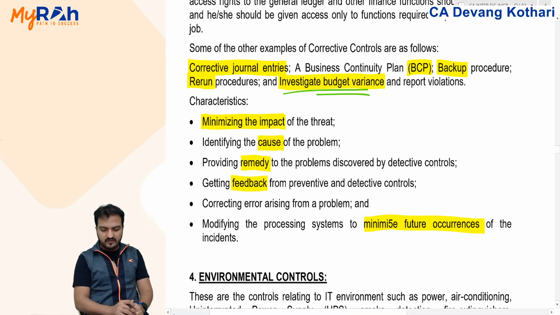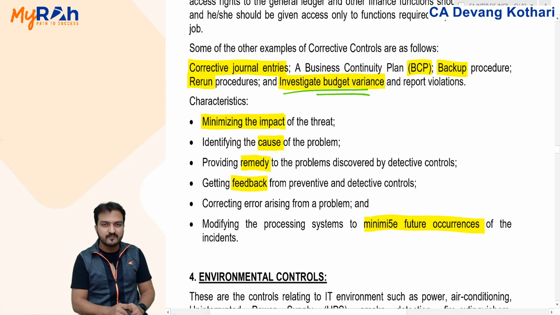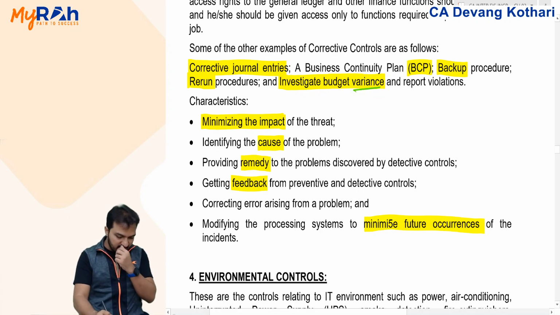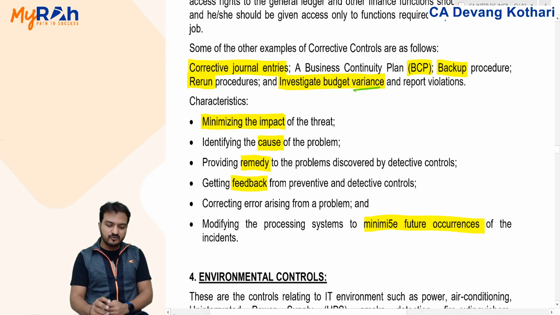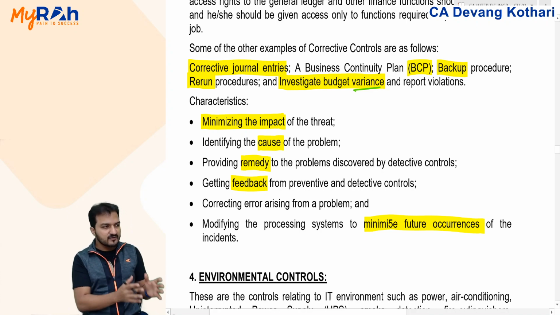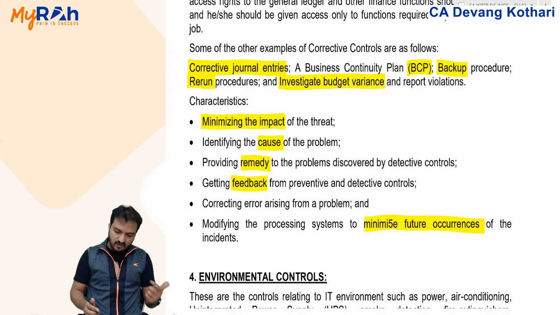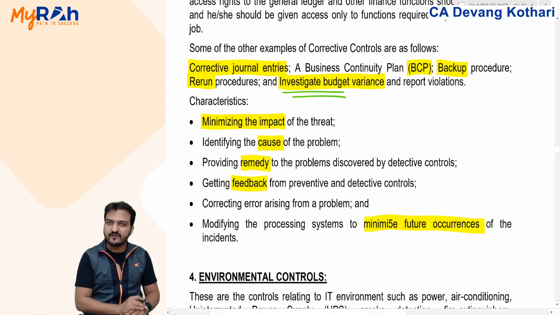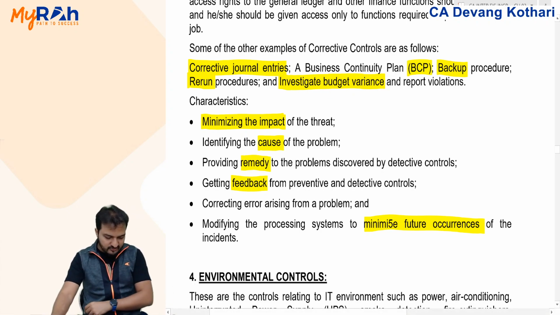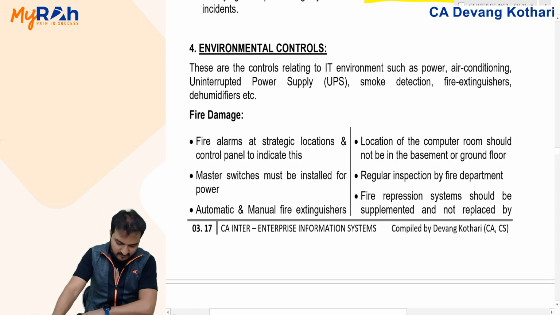Investigating budget variances and reporting violations. Well, in your costing subject, you might have done variance calculation. Corrective control is to investigate why the variance went negative, why did I have an adverse variance. You find that out, and that is called investigating the variance. Anyways, within that you also have some characteristics that you can read.